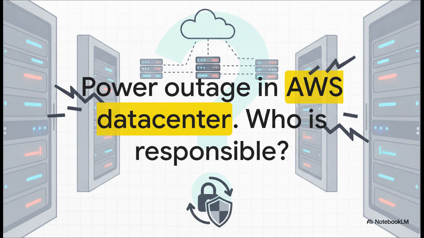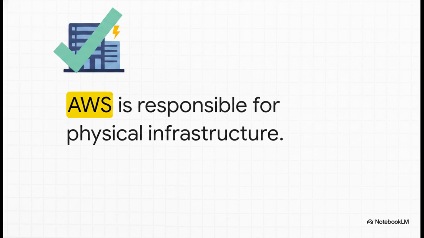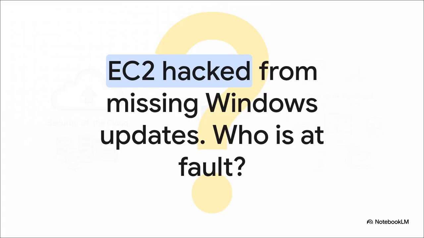Scenario 1. A power outage occurs inside an AWS data center. Who is responsible? Think about it. It's AWS. Remember, anything related to the physical data center, the electricity, cooling, or physical infrastructure falls strictly under security of the cloud. That's the landlord's job.